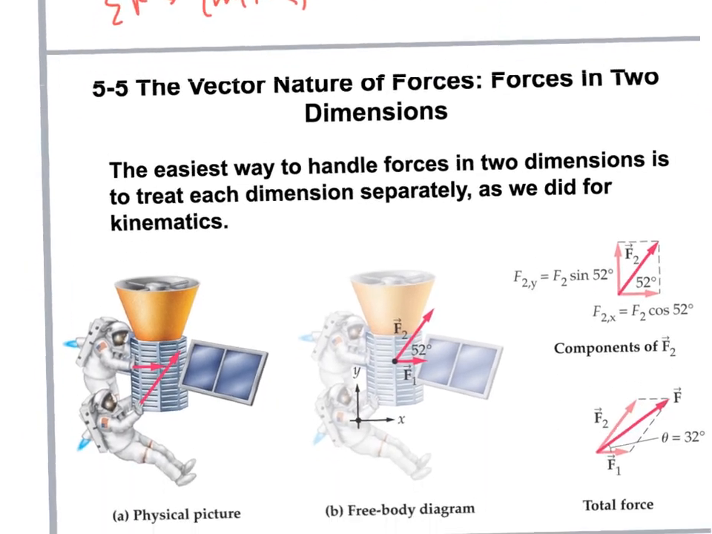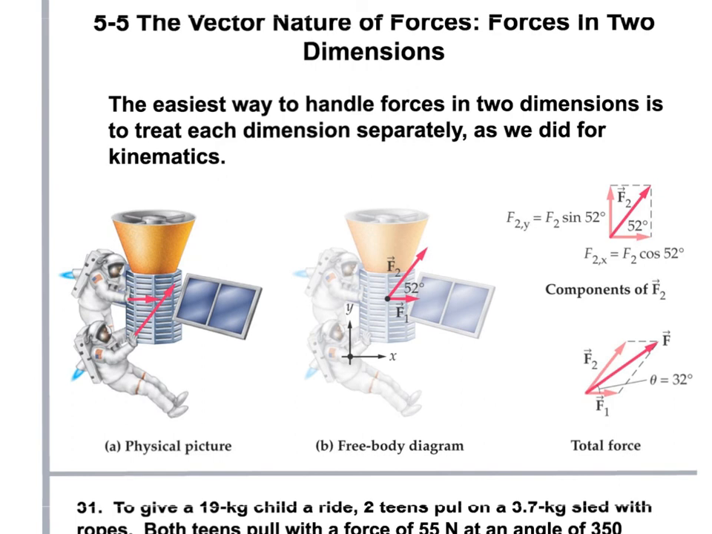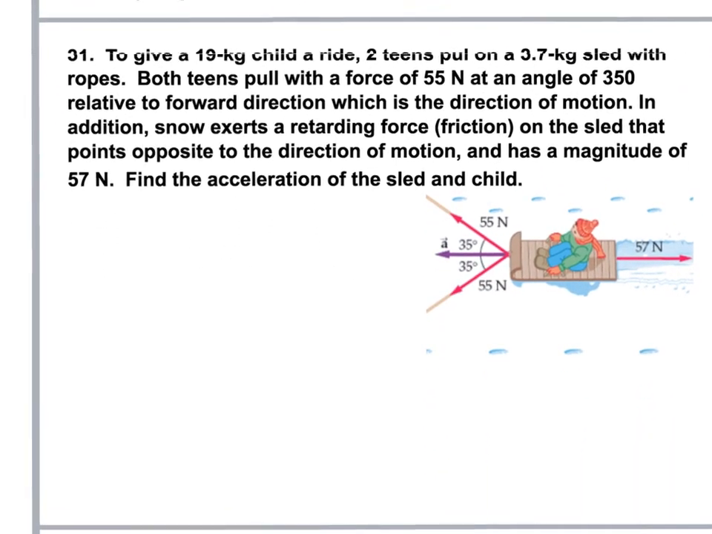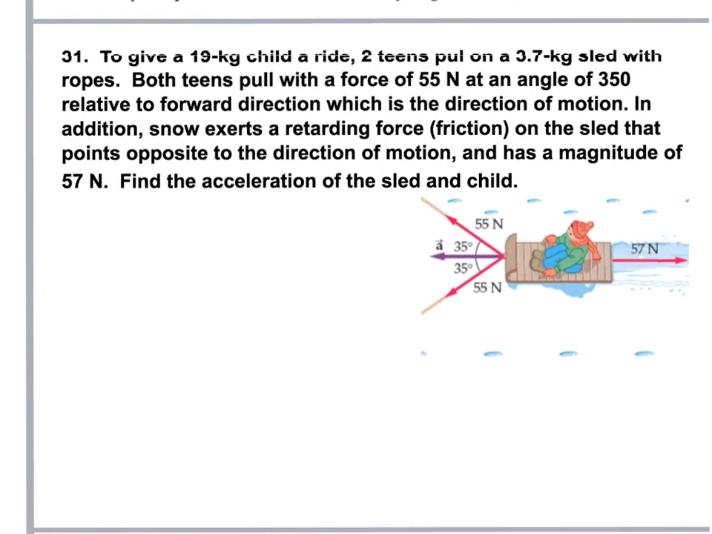So the vector nature of forces. This is a common picture right here where we have our 52 degrees and then there's our triangle, and sometimes they don't always give us a nice neat little square like that, but this is pretty rare. We won't see much of that. So here's our cover picture, and we have a couple of teens pulling these cords with a force of 55 newtons at an angle of 35 degrees. And then again, we have our two triangles.